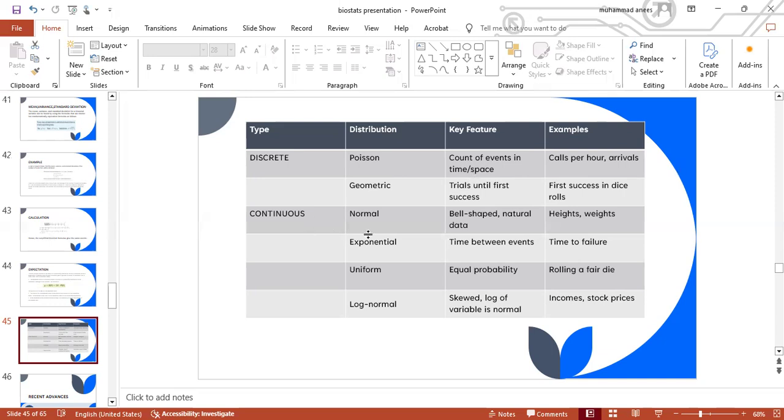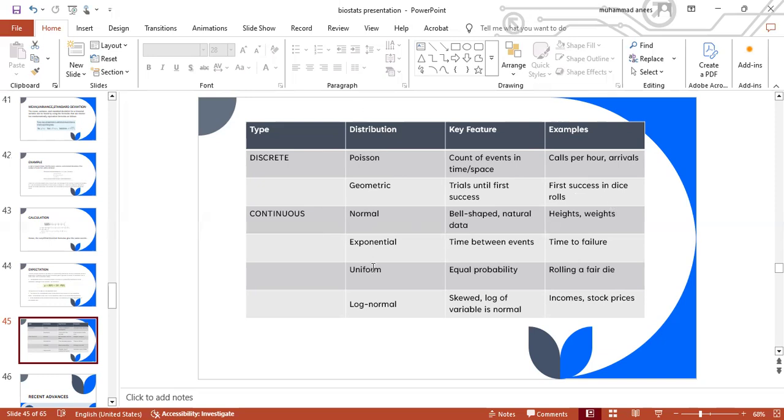Now for continuous we have normal, exponential, uniform, and log normal. For normal, if we have normally distributed data, if we plot a graph we get a bell shaped curve, then we can use a normal distribution or Gaussian distribution on that data. Examples include heights and weights of babies.